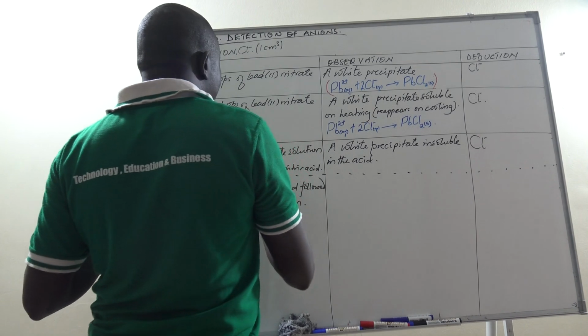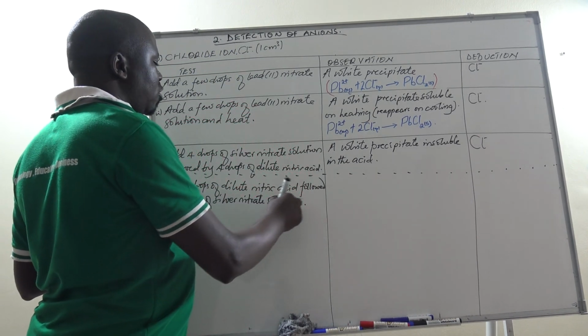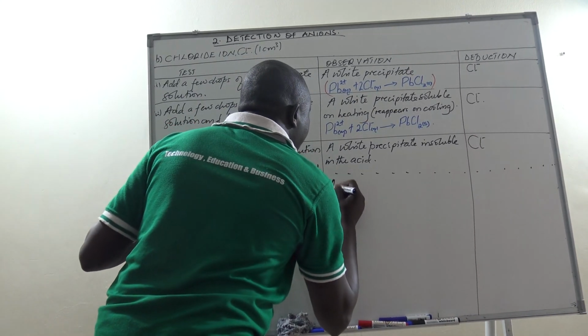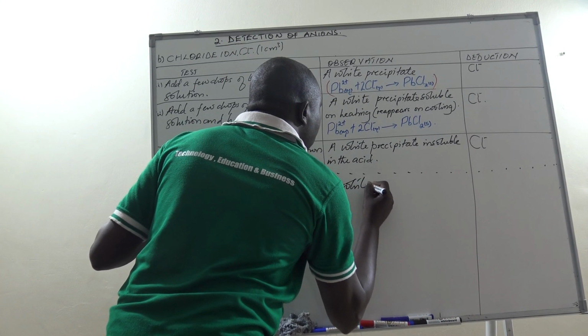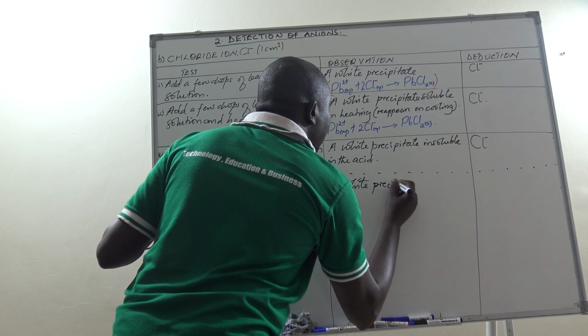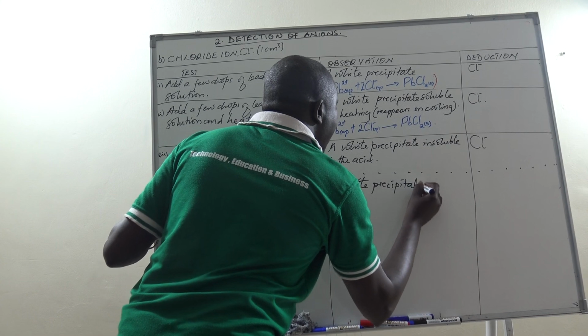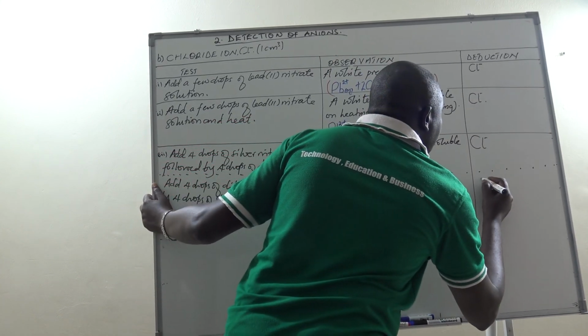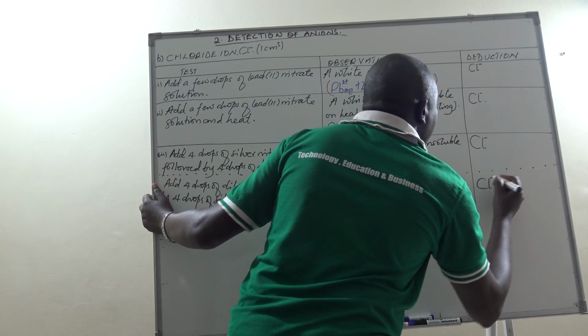So if you have added the acid first, then add the silver nitrate solution later on, you are going to get a white precipitate. And it is an indicator that there is a chloride ion.